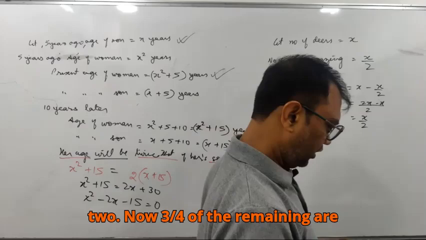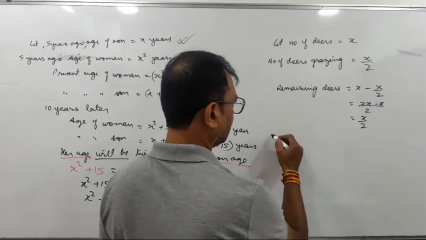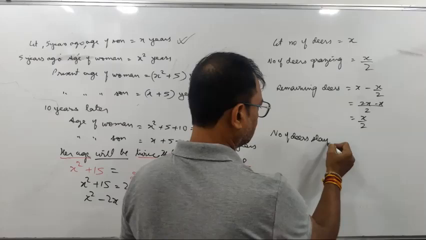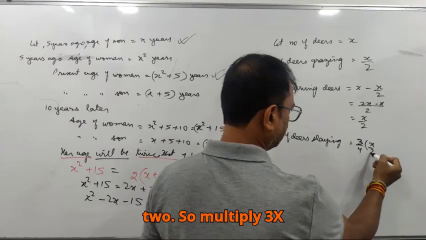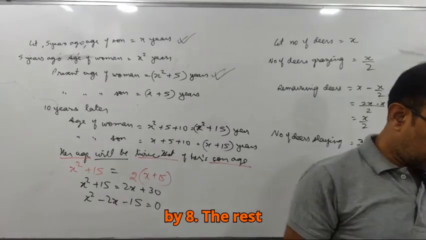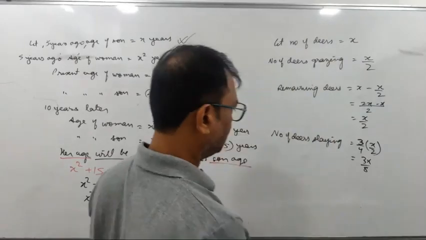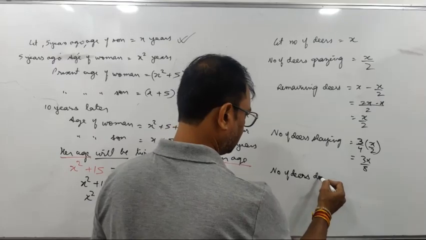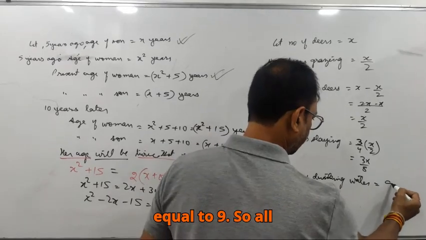Now 3/4 of the remaining are playing nearby. What is the other activity? Playing. So the number of deers playing is equal to 3 by 4 into x by 2. So multiply, 3x by 8. The rest 9 are drinking water. So what is the next activity done? Drinking water. The number of deers drinking water is equal to 9.